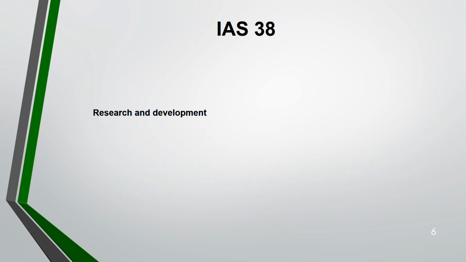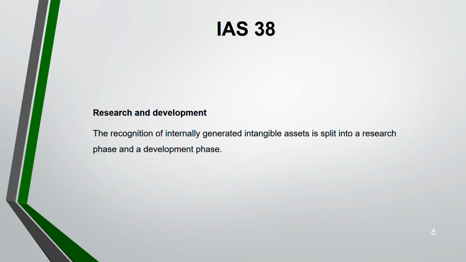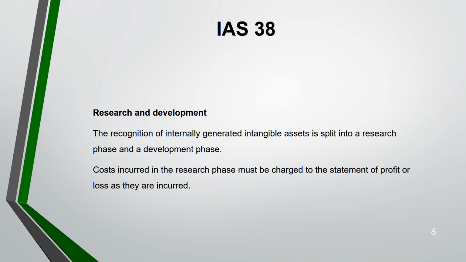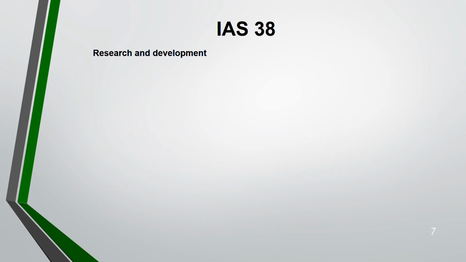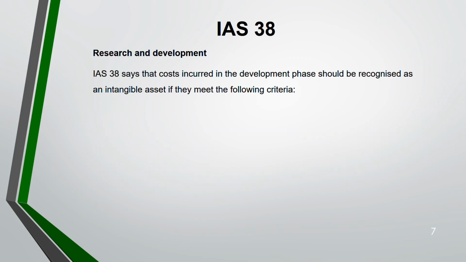Now, research and development. Recognition of internally generated intangible asset. You have to split into two phases. Research phase, development phase. Research phase is expensed in the statement of profit and loss. No question about that. But costs that are incurred in the development phase, you can capitalize as an intangible asset only if it meets these 6 criteria. If it does not meet any of these criteria, it will be taken as an expense in your statement of profit and loss.